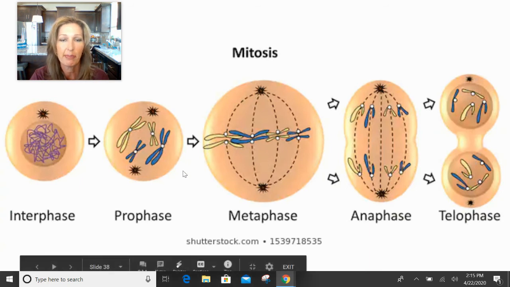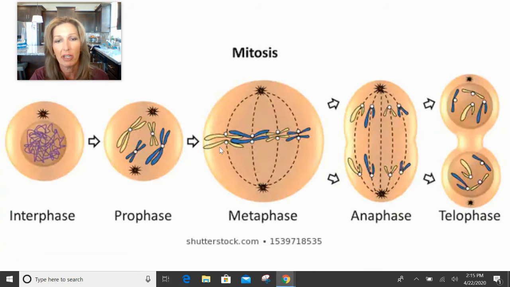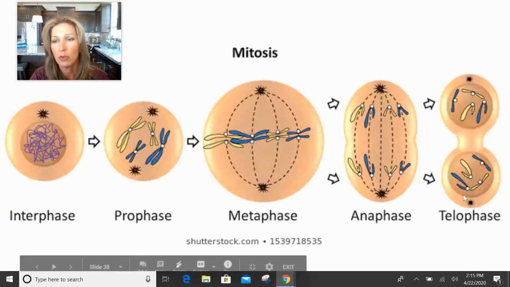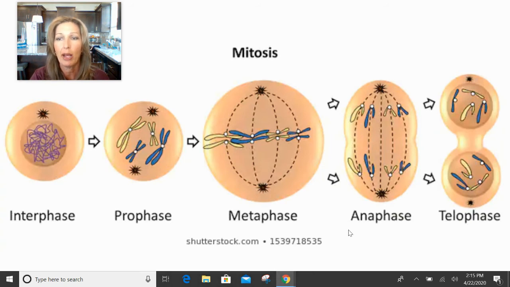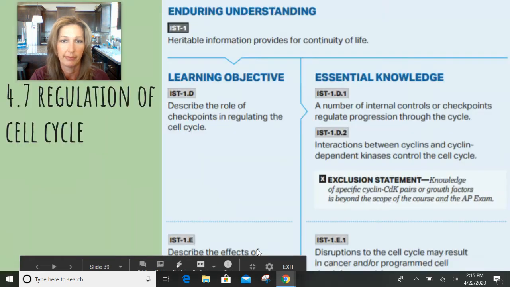So remember, in metaphase, my chromosomes line up on my spindle fibers at my metaphase plate. In anaphase, my sister chromatids now detach. And now at telophase, I get 2 new nuclear envelopes forming around my chromosomes. And then regulation of the cell cycle.